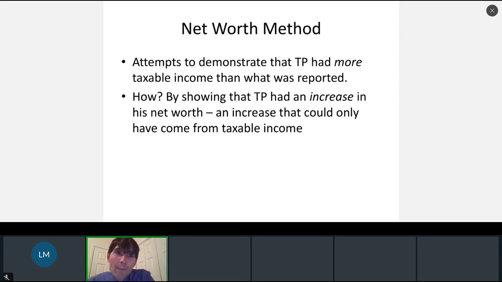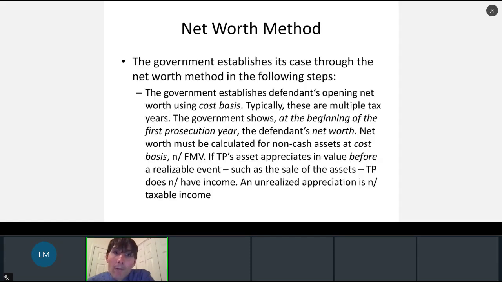So net worth method. These are attempts to demonstrate that the taxpayer had more taxable income than what was reported. How? By showing that the taxpayer had an increase in his or her net worth, an increase that could only have come from taxable income. The government establishes its case through the net worth method in the following steps.